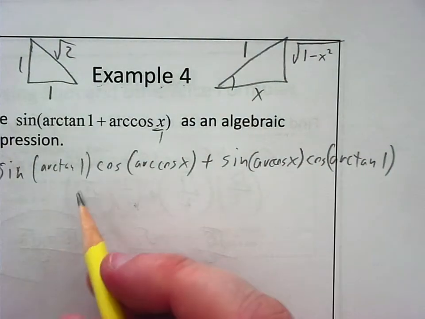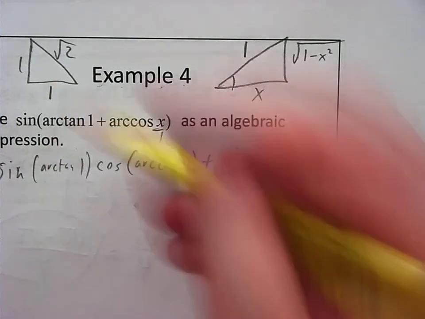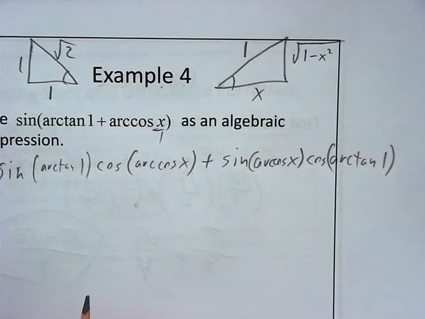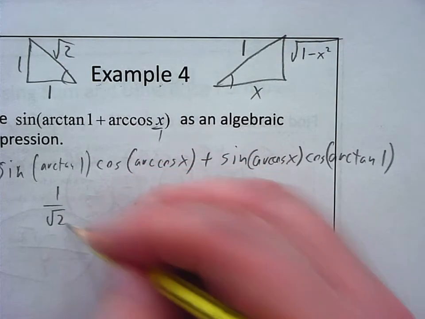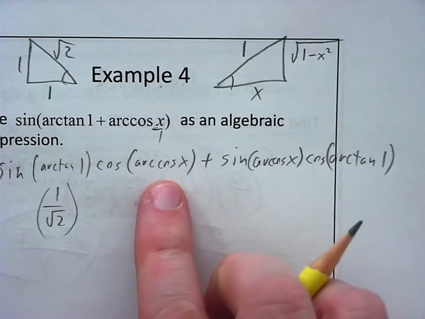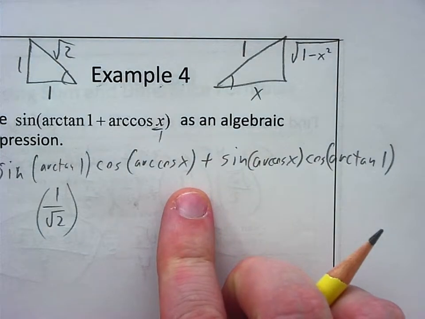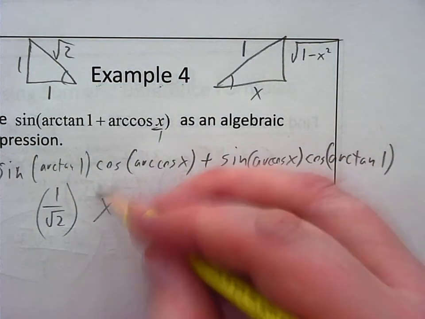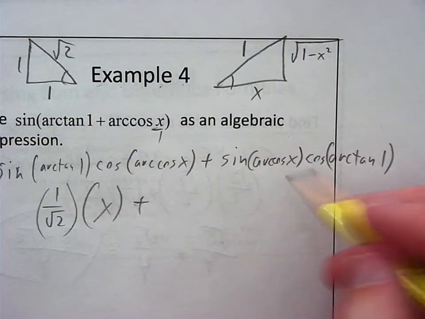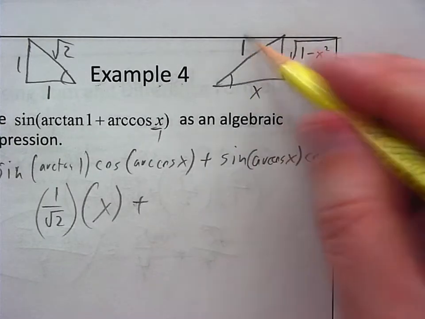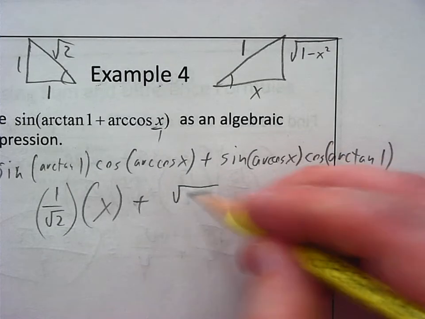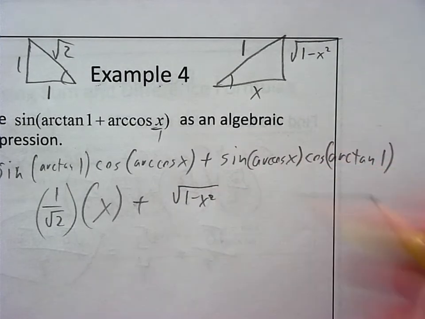Now, sine of the arctangent of 1, well, I'm going to go up to this triangle, and I'm going to do sine for this angle. Well, that's going to be opposite over hypotenuse, so that's going to be 1 over the square root of 2. And I'll mess with that later. Cosine of the arccosine of x, the nice thing there, that one's very easy. It's just x. Plus sine of the arccosine of x. Now I'm going to go up here and do sine. So that's going to be the opposite over hypotenuse. Well, that's just going to give me the square root of 1 minus x squared.